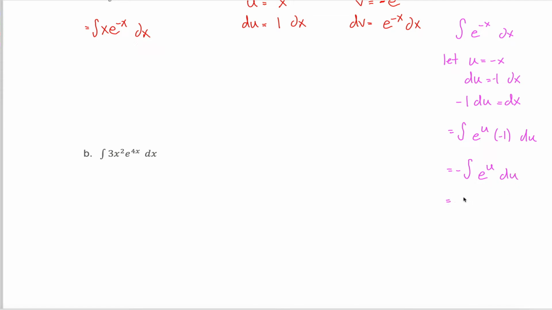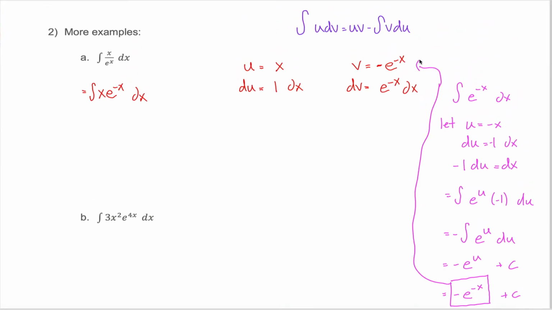Great thing about e to the u du is its antiderivative is just e to the u. So I get negative e to the u plus c, technically, as the antiderivative here. We don't have to worry about the plus c part. All we have to do is change our u's back to negative x's, and we get negative e to the negative x, again, plus the c technically, as our answer. This negative e to the negative x is what ends up going in place of this v.